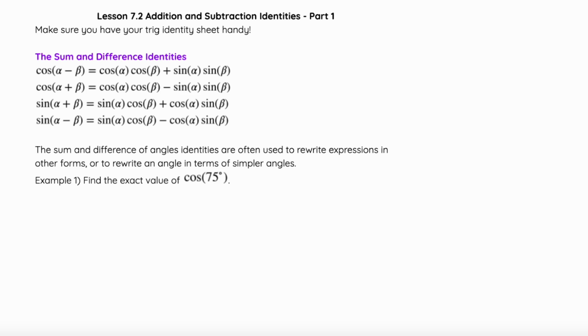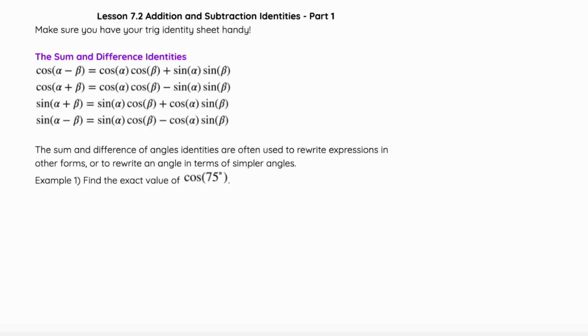This lesson is going to focus on addition and subtraction identities, and it is a two-part lesson. So this is the first part. To be successful at this lesson, we need to know what the sum and difference identities are that are outlined here. These are also listed within your trig identity sheet that we have just off to the left-hand side underneath the basic identities. And these are super helpful, especially if we want to rewrite expressions in other forms or to rewrite an angle in terms of simpler angles that we do know the evaluation for.